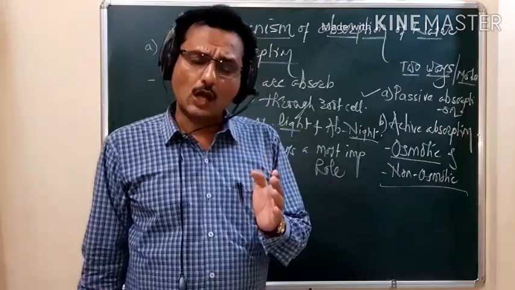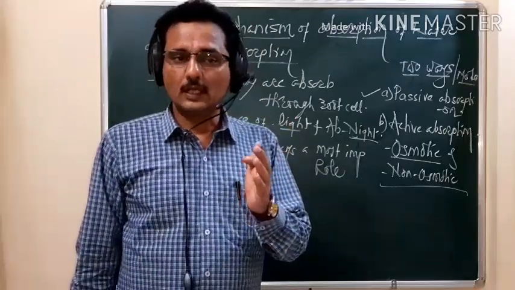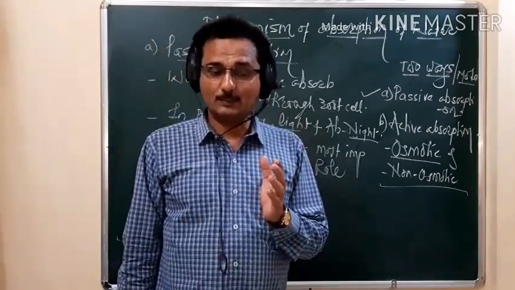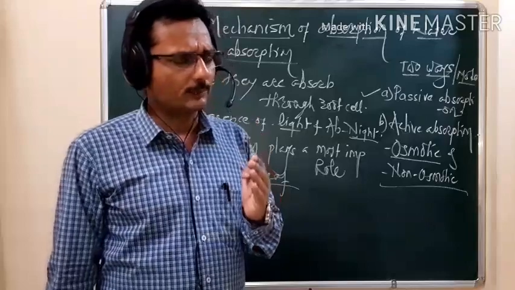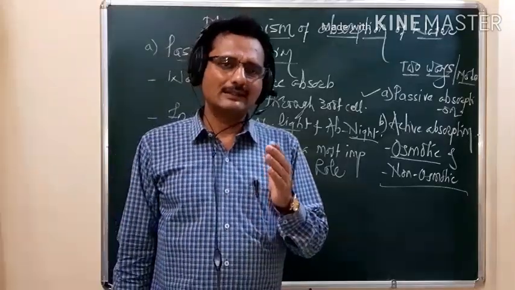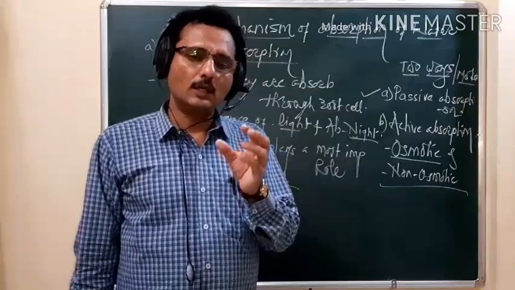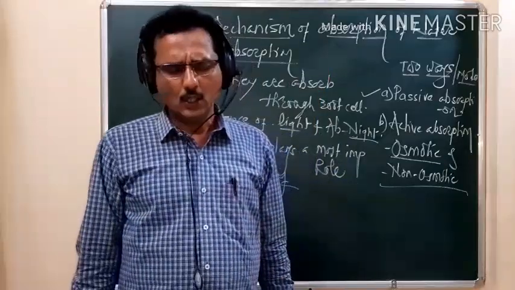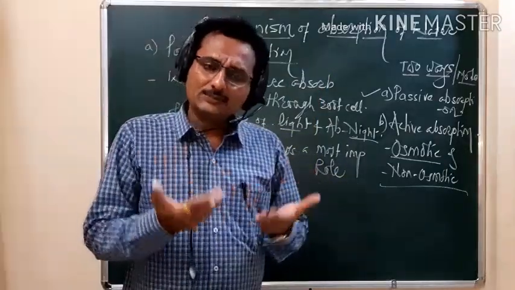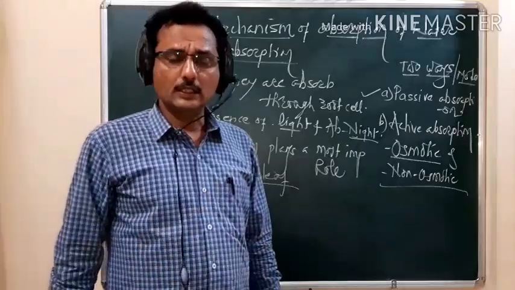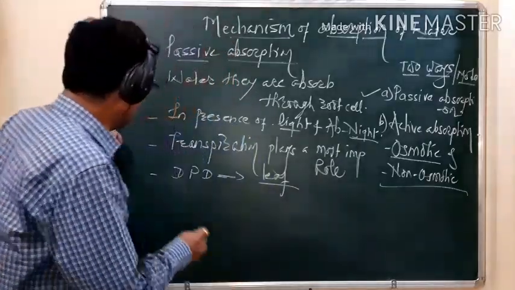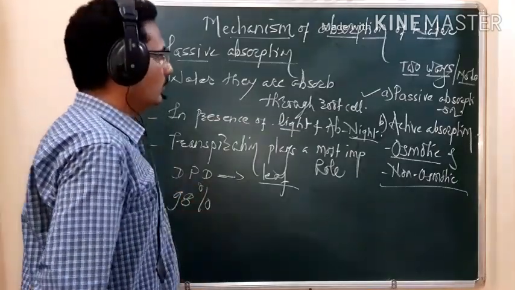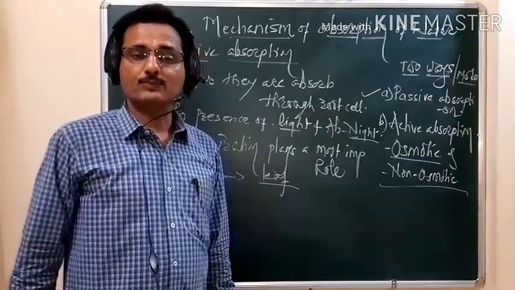Remember, because of this transpiration pull, the water pull is developed, and because of that tension, the water is lifted from the xylem tissue of the root toward the aerial portion of the plant body. So remember, in this way, in the plant, near about 98% of the water absorption is seen.